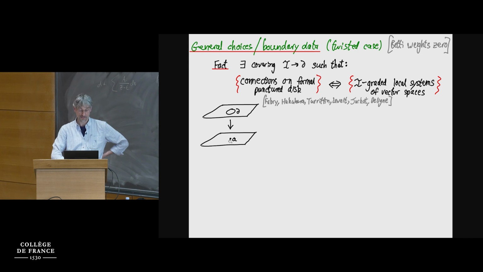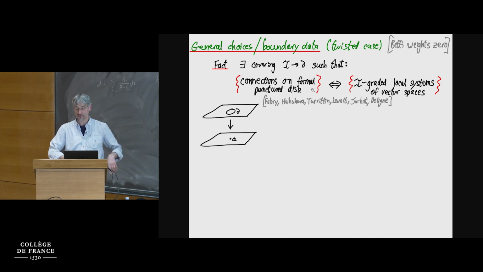So basically, I take the connection has a pole at a point A, I do the real-oriented blow-up of that to get this circle of directions, this D, this partial. This is the circle of directions at the pole, and the fact is that there's a covering space, this I, the exponential local system. It's a local system of sets, or a covering. It's an infinite union of circles. So there's this covering such that the connections on the formal punctured disk are equivalent to the I-graded local systems of finite dimensional complex vector spaces. So it is a completely topological description of the formal picture for the algebraic connections.